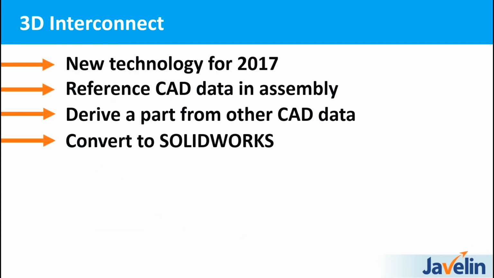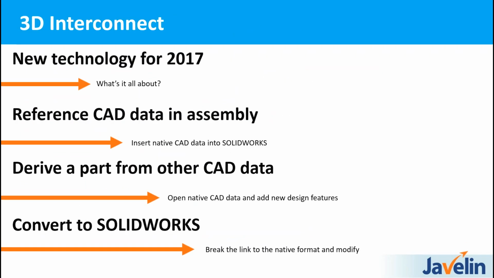So today we're going to talk about 3D Interconnect. It's a brand new technology for SOLIDWORKS, and it's available in your SOLIDWORKS 2017 release. We're also going to talk about the 3 different use cases of taking advantage of this new technology: referencing CAD data in your assembly, deriving a part and adding your own features to another CAD format, and converting it, just turning that back into a pure SOLIDWORKS file and doing whatever you want to that product.